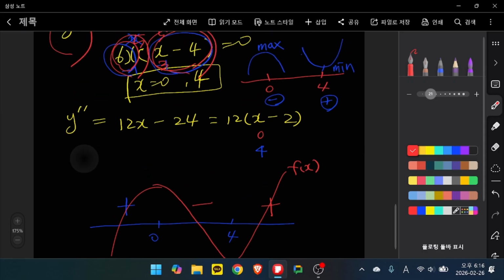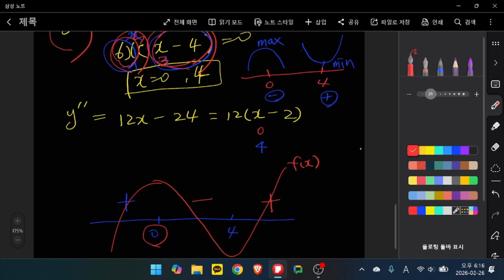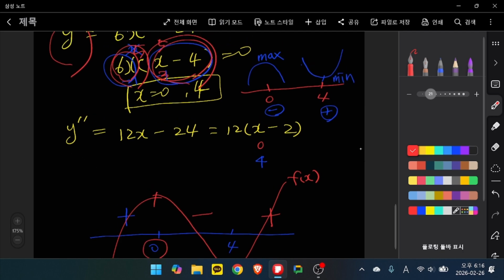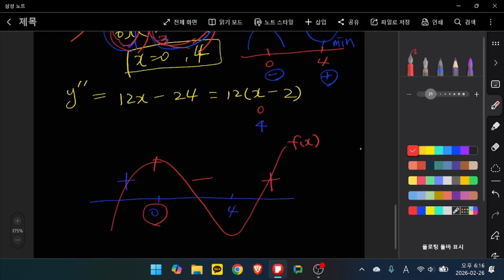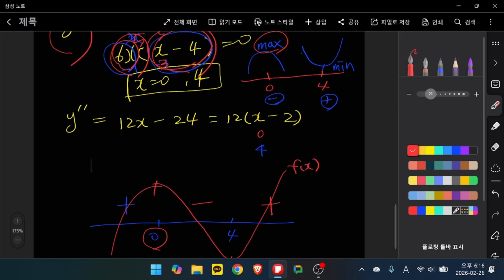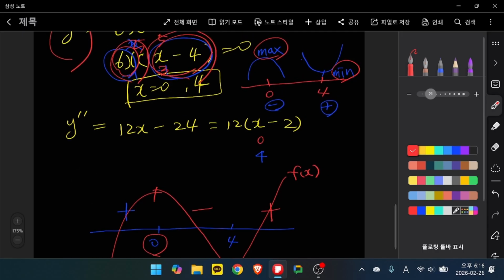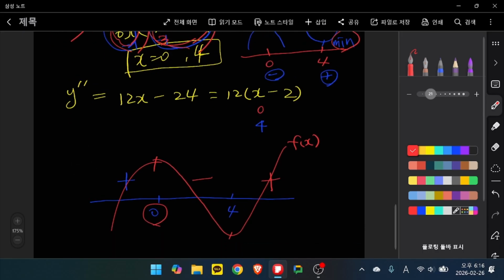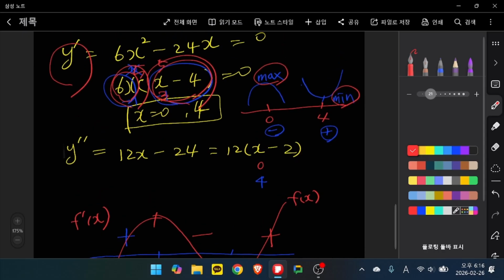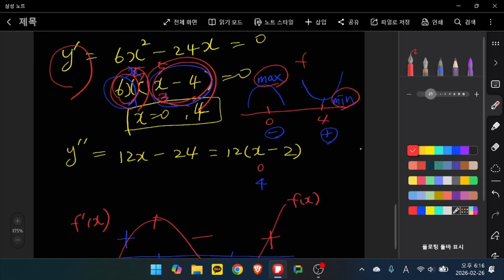So at x equals 0, the local maximum, and x equals 4, the local minimum. So I use the first derivative here and the second derivative here.